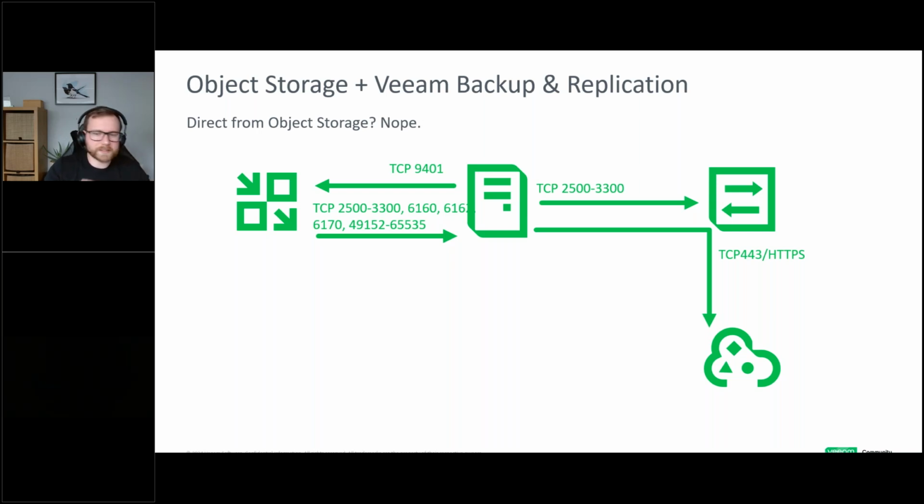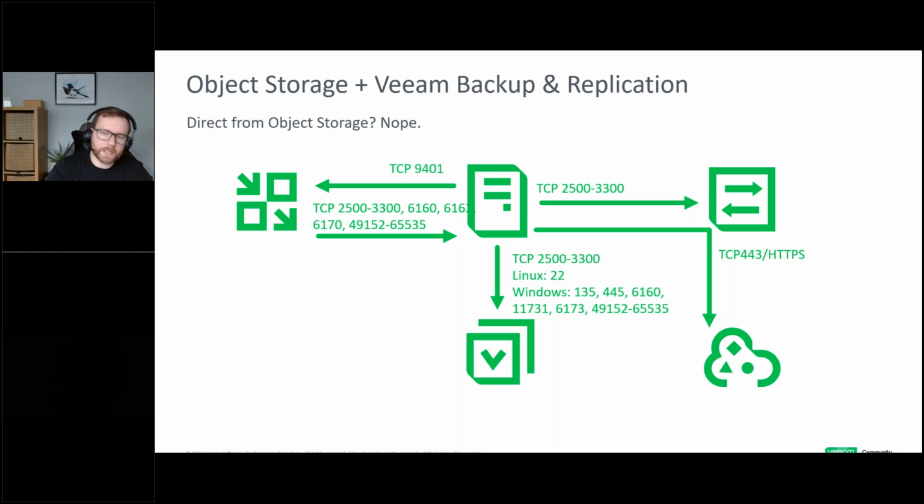And then finally, with all this data flying around, so many ports, well, what about the agent itself? It's again an assortment of TCP 2500 to 3300, and depending on the OS, for Windows, it's TCP 135, 445, 6160, 11731, 6173, dynamic RPC ports. For Linux, it's just port 22 extra. But you get the idea, there's a huge volume of different ports going on here. But wait, there's more. We also need to make sure that the VBR server can talk to the Veeam agent. And again, we've got TCP 2500 to 3300. And that's it. I wasn't kidding when I said this wasn't as simple.